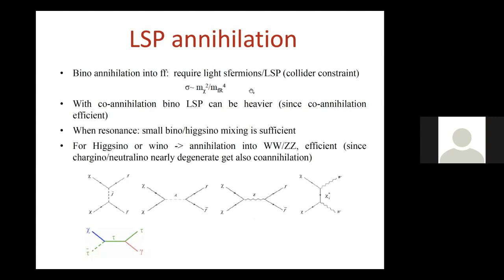So a bit more about the LSP annihilation. Just a few comments about Bino annihilation into fermion pairs. It happens, of course, for any value of the sfermion mass, but to have efficient enough annihilation, you require a light sfermion and a light LSP, because the cross-section is proportional to the mass of the LSP squared over the mass of the sfermion to the fourth. So eventually you run into problems because these masses can be too small because you have collider constraints. To increase the mass of the Bino LSP, generally it is done through a coannihilation effect with, for example, sfermions. As I mentioned before, annihilation near a resonance can significantly lead to a much larger cross-section. So this also means that if you're close to a resonance, you need a smaller coupling of the neutralino to the Higgs. It means that you can afford a small Bino-Higgsino mixing.